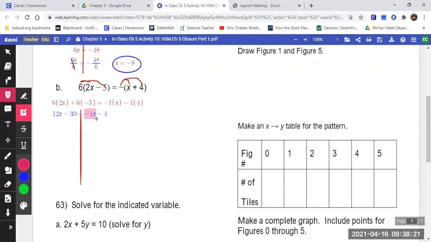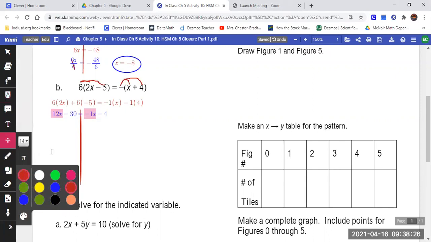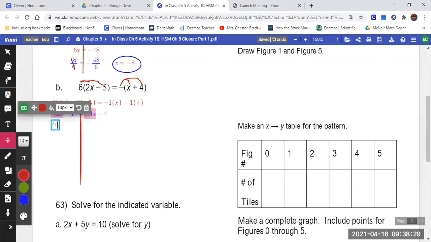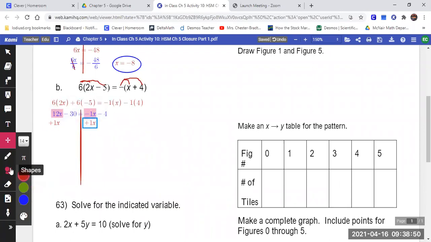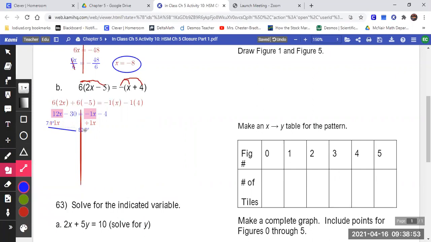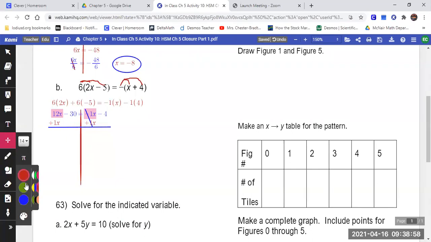And so how are we going to get that negative 1x out of there? Because it's smaller, we want to move it by doing the opposite. So we're going to be adding 1x to both sides. Adding 1x to the 12x's. And whatever we do on the left, we copy and do on the right. That makes the negative 1x 0, and we don't care anymore.